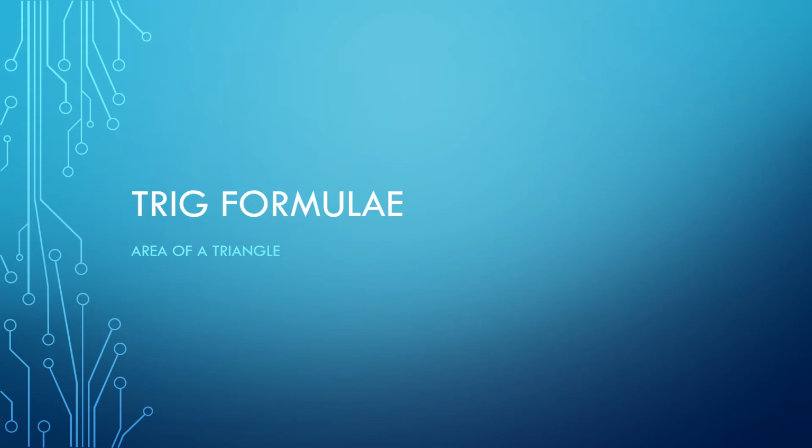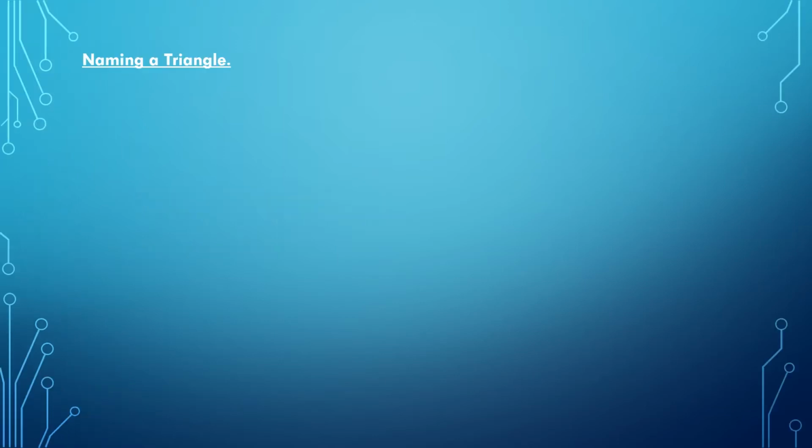Okay, so here we are going to start looking at our trig formulae, and in particular we're going to look at the area of a triangle. So firstly, before we launch in and do that, we need to think about how we're going to name a triangle. Rather than simply using describing words to tell us what type of triangle it might be, whether it's equilateral or right angle, scalene, etc., we need a way of referencing particular parts of the triangle. So every vertex in a triangle gets named with a capital letter.